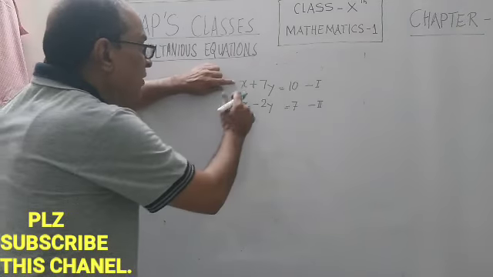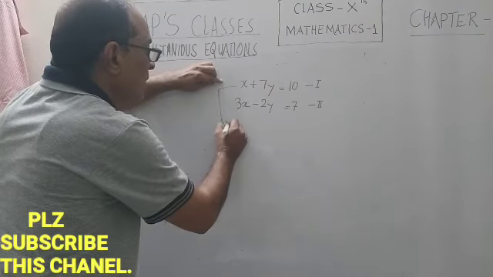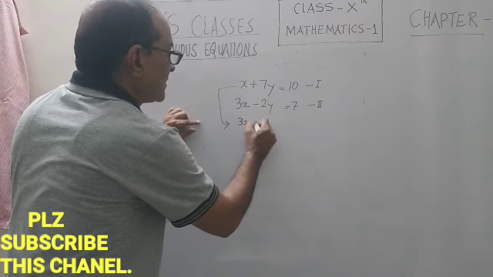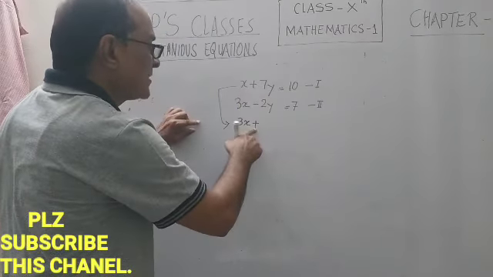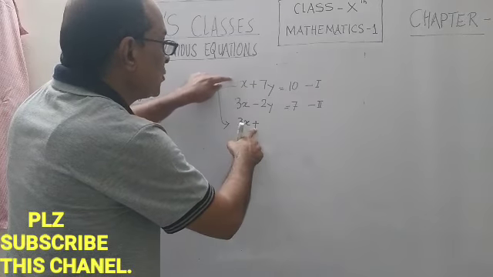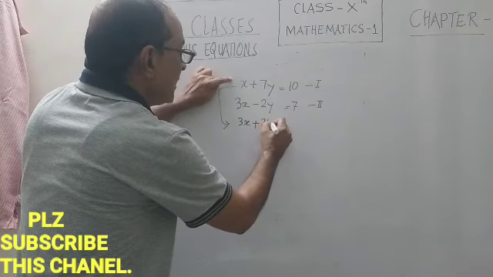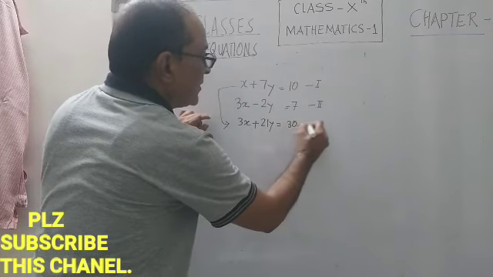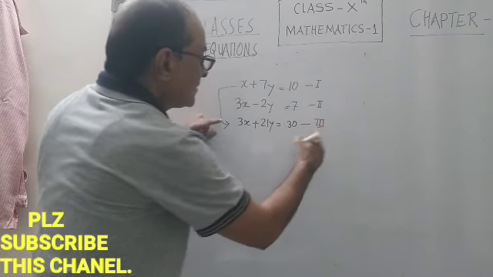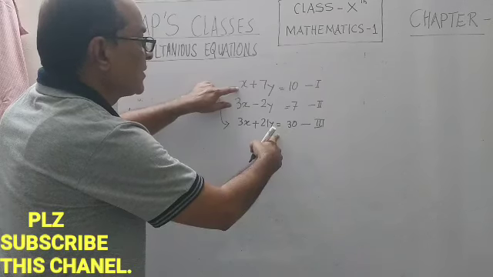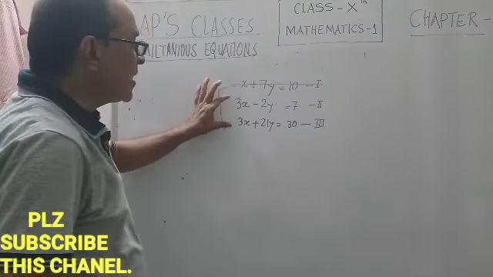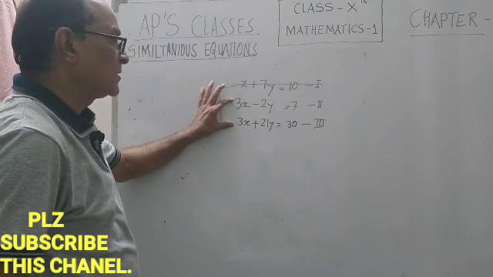So multiplying 3 to the first equation, what will be the form? x into 3, 3x plus, this symbol should be the same. 7 into 3, 21y is equal to 10 into 3, 30. This is the third equation. As the third equation came from the first equation, we will just forget about the first one right now. So we have only two equations left.